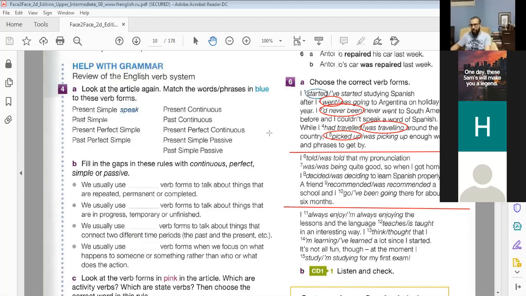Hajar, you can do number 2 if you like. Number 2, I told that my pronunciation. Here you can choose. I told that, or I was told that. It's up to you. Which one do you want? I told that my pronunciation was being quite good. Okay.